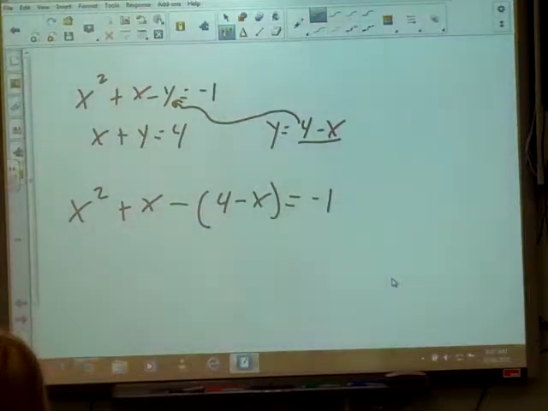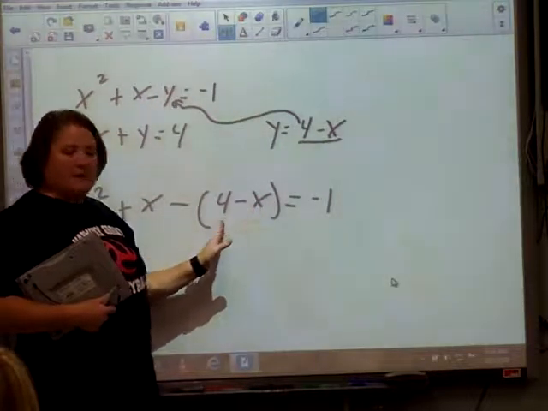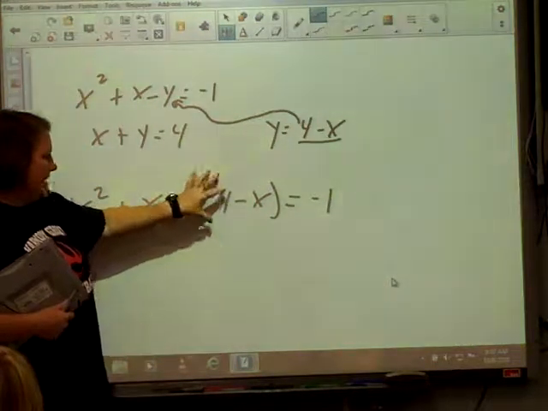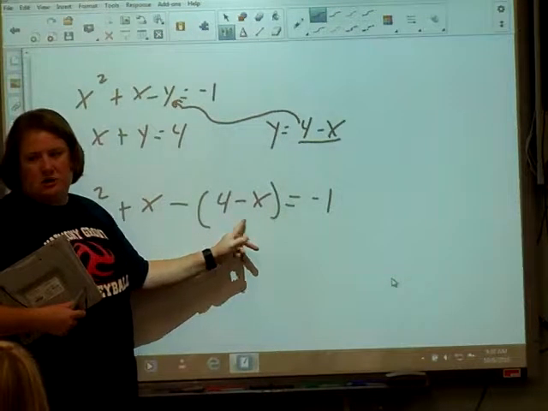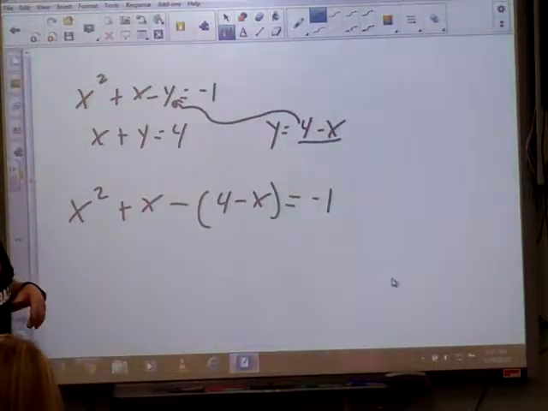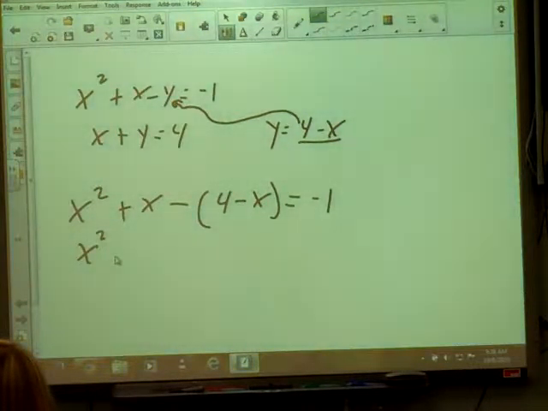When I'm plugging that in here for the y, that minus sign in front of it is going to cause some of you fits. So we've got to be careful with that. Let's look at it as we go. I'm going to rewrite the top one as it is: x squared plus x minus, and now instead of y, look how I'm going to write this. I'm putting what y is in there.